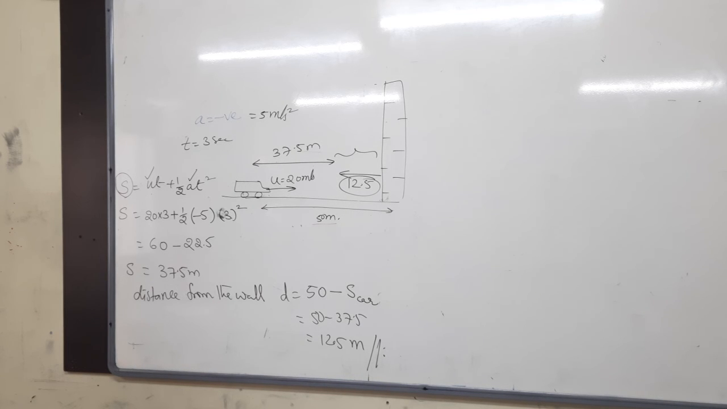Next problem. A particle is moving along a straight line with constant acceleration, then find the acceleration of the particle.